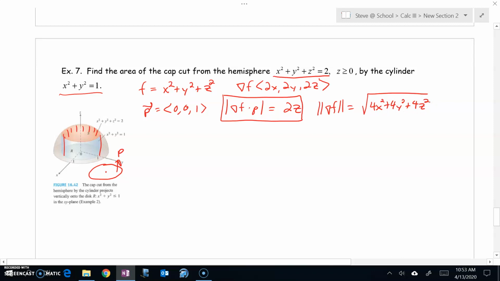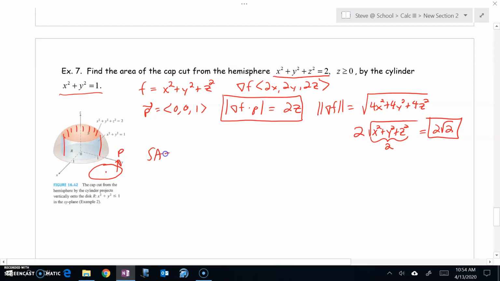Now, we can actually make this better because since the hemisphere has a set value, we can use that to simplify this equation here. First off, we can factor a 4 out of everything, and when you take the square root of 4, it becomes a 2. And I'm left with x squared plus y squared plus z squared. But we know that for this problem, x squared plus y squared plus z squared equals 2. So therefore, the magnitude of the gradient of f is 2 root 2, which makes things a lot easier when we do this problem.